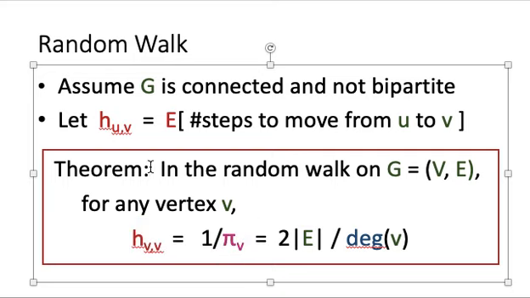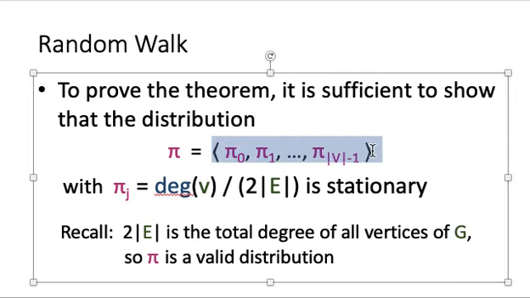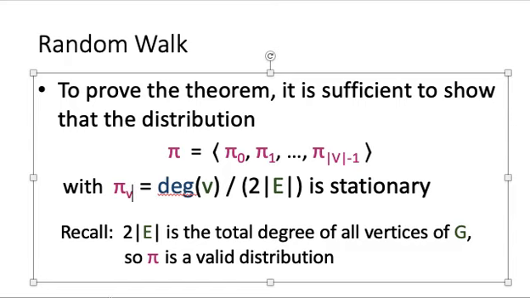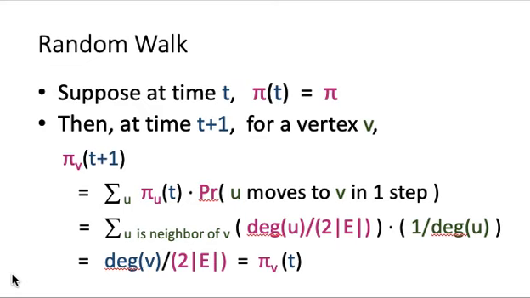In order to show this theorem is correct, it is sufficient to show that the latter part is correct. In other words, we want to show that for the distribution pi, where pi v, there's another mistake here, so this is pi v is equal to the degree of v divided by 2 times the number of edges, then this represents a stationary distribution.